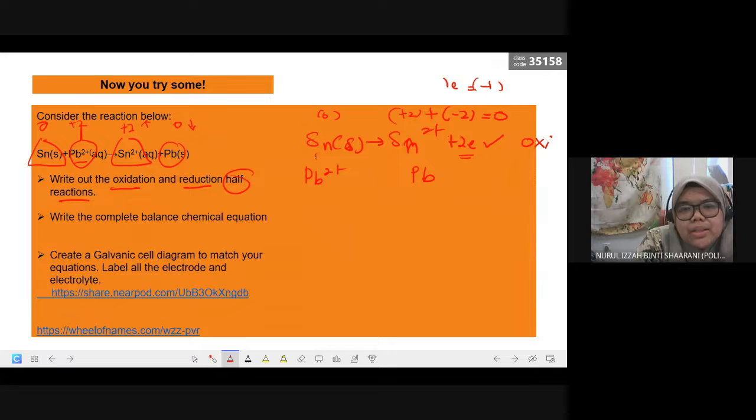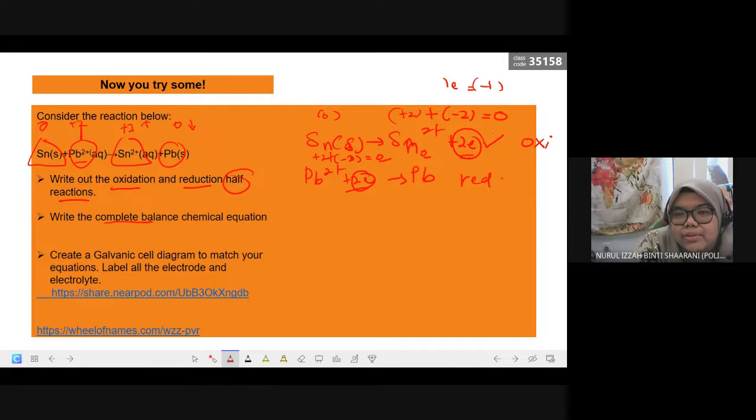Okay, kat sini sama juga. Positif 2, kosong. So kita tambahkan 2 elektron supaya dekat sini jadi negatif 2, kosong, kosong. Okay, so ni considered as a reduction lah because the electron is going to be gained by the reactant. So ni akan undergo reduction. So now, kita nak complete the balance equation. So complete balance equation kita akan combinekan balik dia lah. So kalau dalam ni tak ada apa-apa, tak ada masalah. Because 2 electron release and 2 electron gain equal.